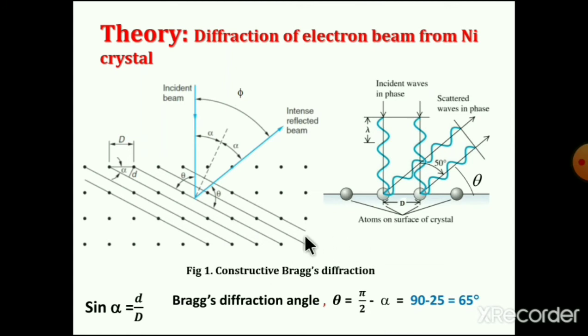In this experiment, we get the maximum constructive pattern which occurred at angle alpha equal to 25 plus 25, the total angle being phi. That phi we write here as 50 degrees. Hence, the Bragg's diffraction angle for the prominent case is theta equal to pi by 2 minus alpha, that is 90 minus 25 equal to 65 degrees. These terms we use to explain the theory of diffraction of the electron.